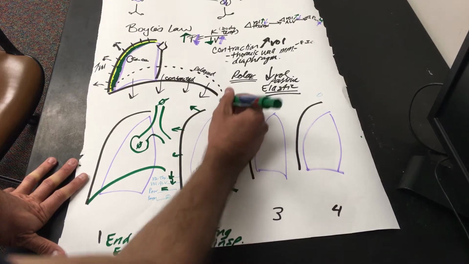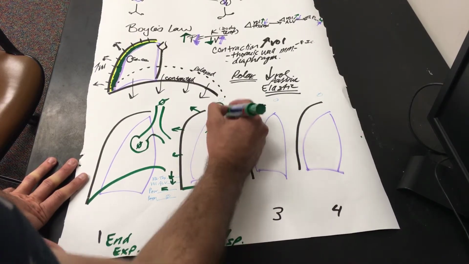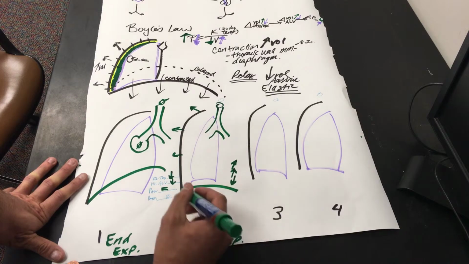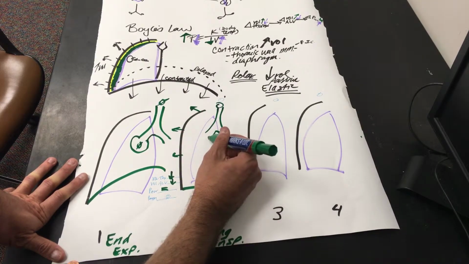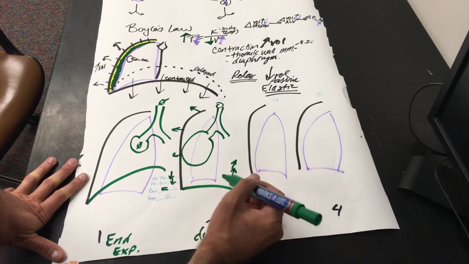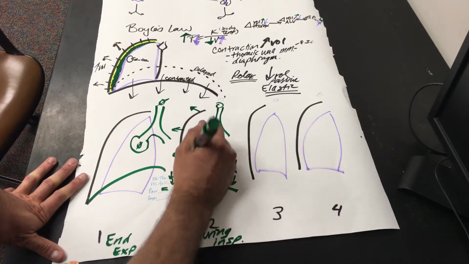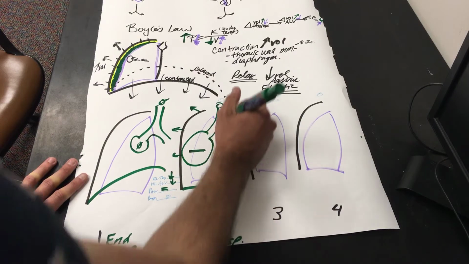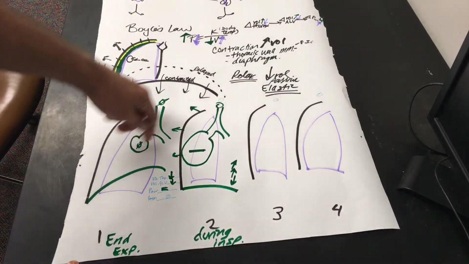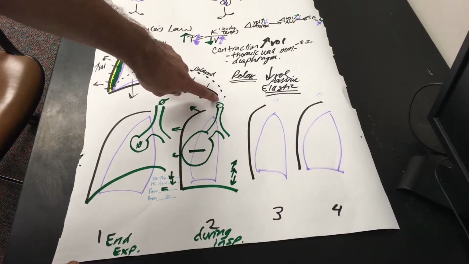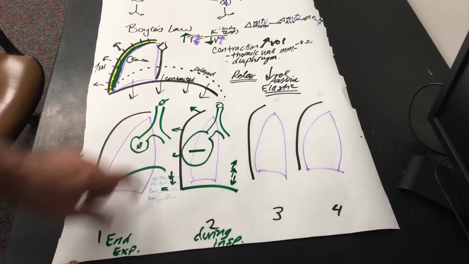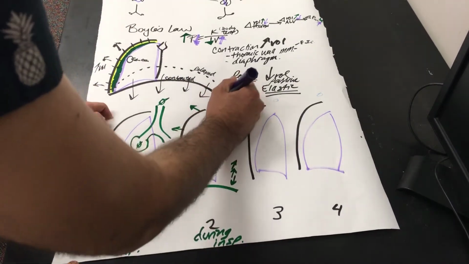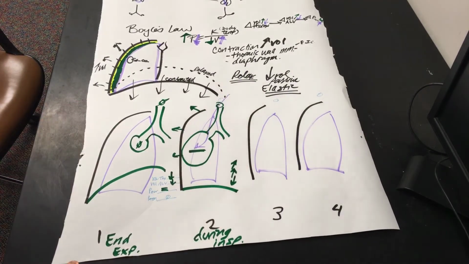The atmospheric pressure is 0. And so what you see when you draw it is these structures are moving out, the alveolus is getting big, and the pressure inside it is negative relative to 0. And so air moves from a high pressure to a low pressure, and air flows into the lung. Okay?